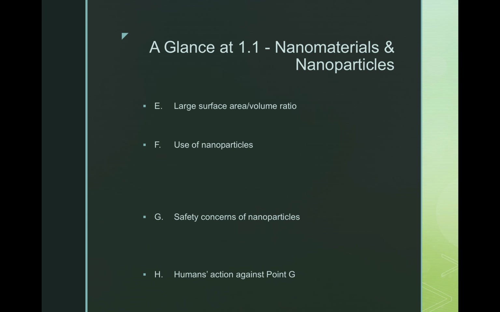We've already conquered half of the main points, and then here are the second half. The E point is large surface area to volume ratio. It is actually telling us the surface area compared with the volume. The next point is the use of nanoparticles. With all of the above points being said, what's the use of nanoparticles? If we are manufacturing the nanoparticles, will there be any benefit to us by using them?